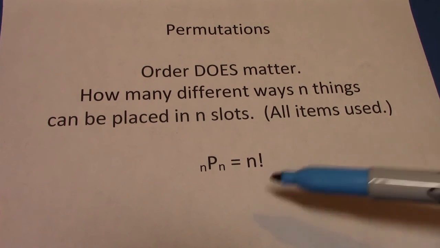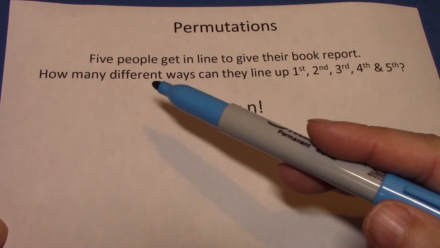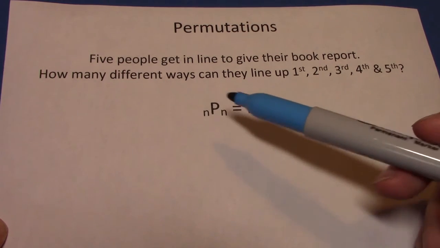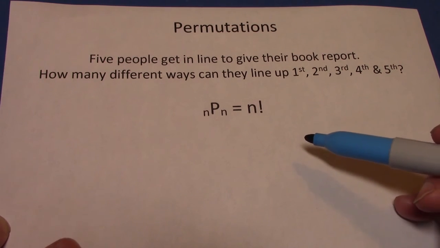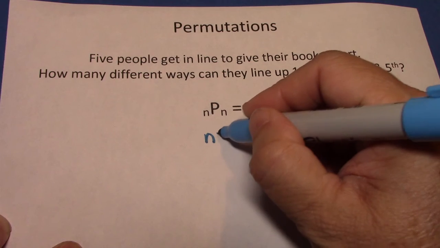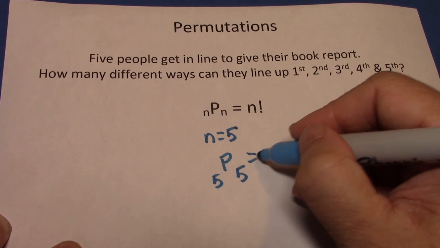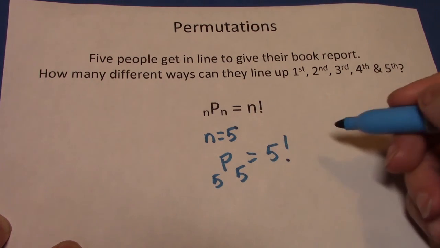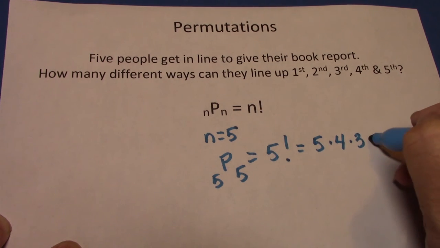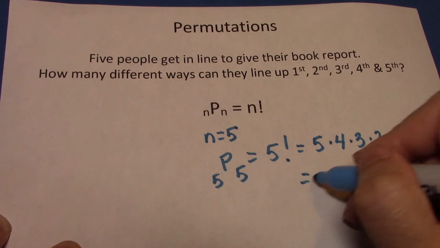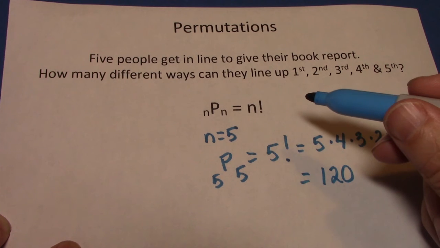Again, let's do an example. Here's an example of a permutation where all the slots are used up. So 5 people are going to get in line to give their book report. How many ways can they line up? First, second, third, fourth, and fifth. Again, they're all getting in line. So n is 5, and we say P equals n factorial. We already did this example, but n factorial is 5 times 4 times 3 times 2 times 1, and that in fact equals 120 different ways that these 5 people could line up in order to give their book report.